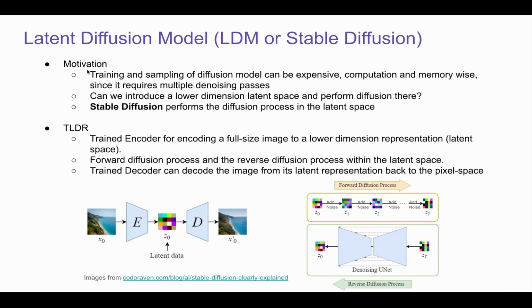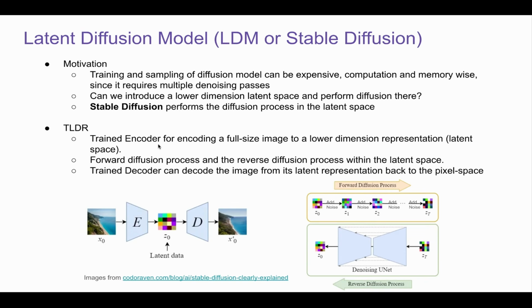The motivation of latent diffusion model is that training and sampling of diffusion model can be very expensive, computation and memory-wise, since it requires multiple denoising passes. Can we introduce a lower dimension latent space and perform diffusion there? Stable Diffusion is motivated by this and performs the diffusion process and reverse diffusion process in the latent space. This is the TLDR of what LDM is doing.